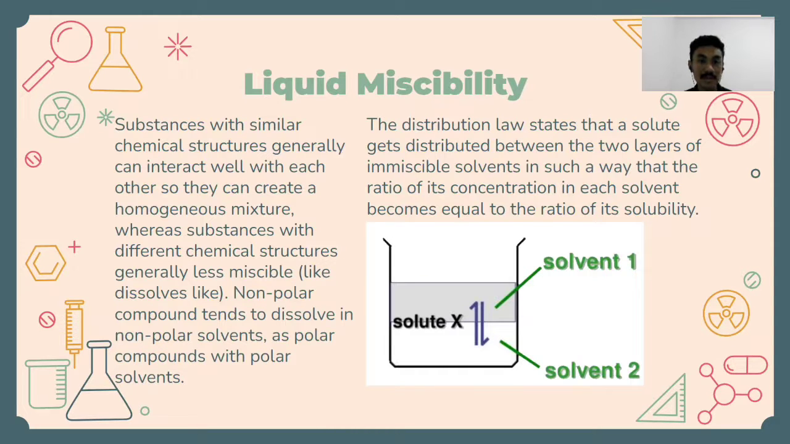Liquid miscibility is also related to the distribution law, which states that if a solid is soluble in two immiscible solvents, then the solute will be distributed between those two solvents, and the ratio of its concentration in each solvent becomes equal to the ratio of its solubility.